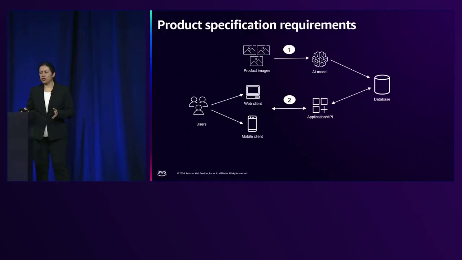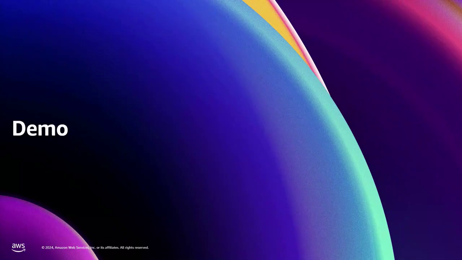And the second requirement is you need to have an API exposed for the end users for retrieving the product specifications from the database. And you can integrate this API either with a web app, mobile app, or it could be as simple as an API call. So with these requirements, let's get started.